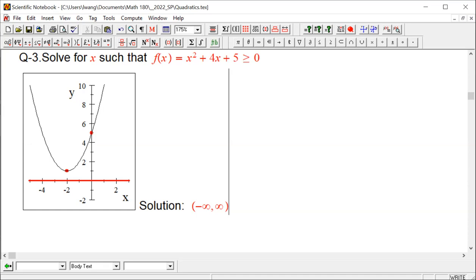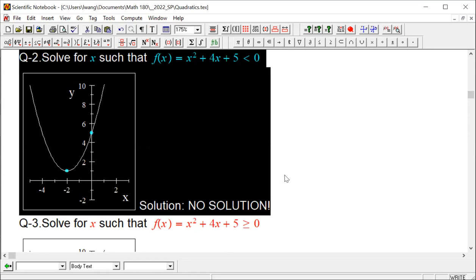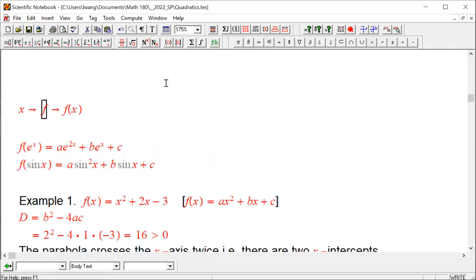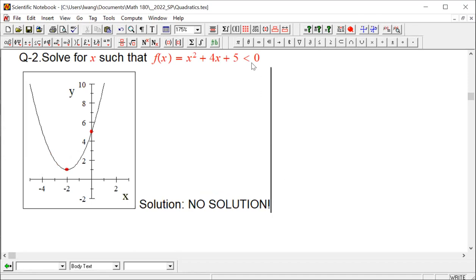And question number 4, less than or equal to 0. You guessed it. I'm sure you get it. Equal to 0 will not happen. Less than 0 will not happen. Therefore, no solution again.